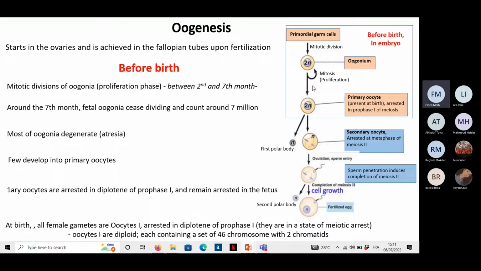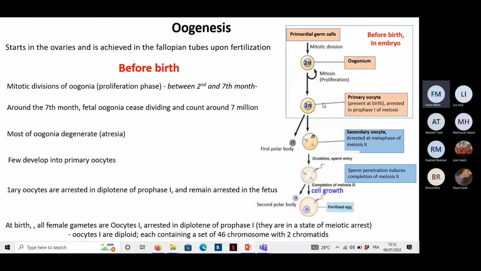Now at the 7th month, most of those oogonia will degenerate, and the remaining ones will enter the meiosis and will become primary oocytes. Whenever those oogonia start the meiosis, we call them primary oocytes. However, this meiosis will be arrested at the diplotene stage of meiosis 1, and all of this will occur before birth. They will remain arrested in the diplotene of meiosis 1 until puberty.